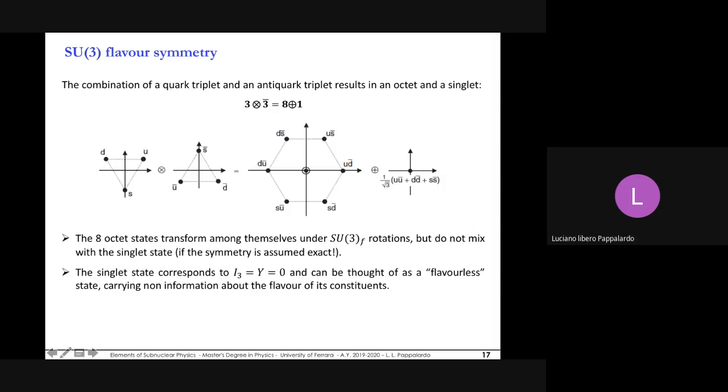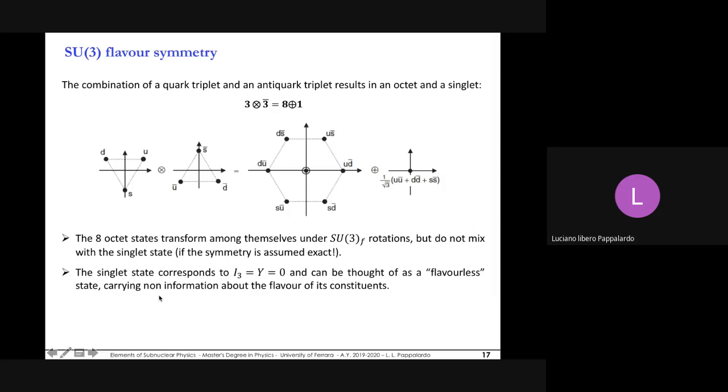Okay, so the octet states transform among themselves under the SU3 flavor rotations, but do not mix with the singlet state. Of course, this is only true if the symmetry is assumed to be completely exact. And we know already that the symmetry is not exact, it is only approximated. So much like the way you swap from up quark to down quark with the isospin symmetry, you now can swap through all these components of the octet based on the SU3 flavor transformations or rotations.